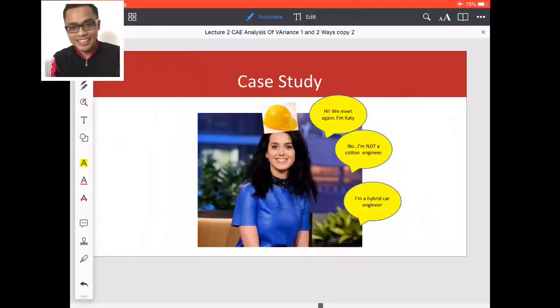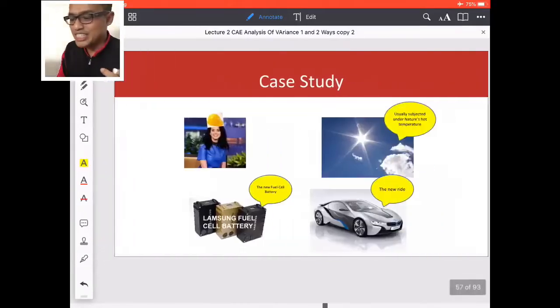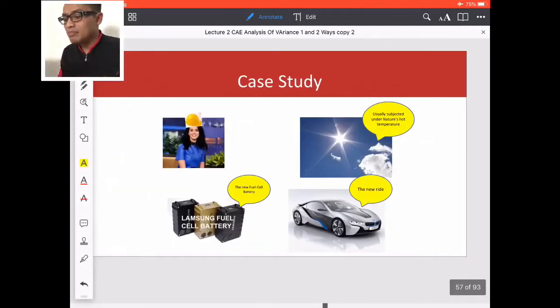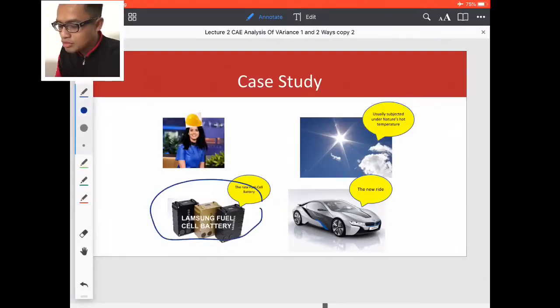Okay, this is Kathy. She's no more a cotton engineer. She's now a hybrid car engineer. What she is studying now is about these lump sum fuel batteries, yeah? This battery will be put inside a new electric car and it's going to drive them in 3 different conditions. Why? People drive in the winter, people drive in the temperate climate, and people drive in the desert, let's say.